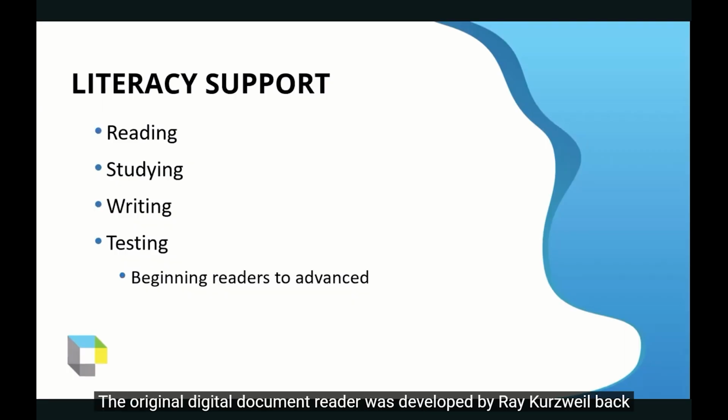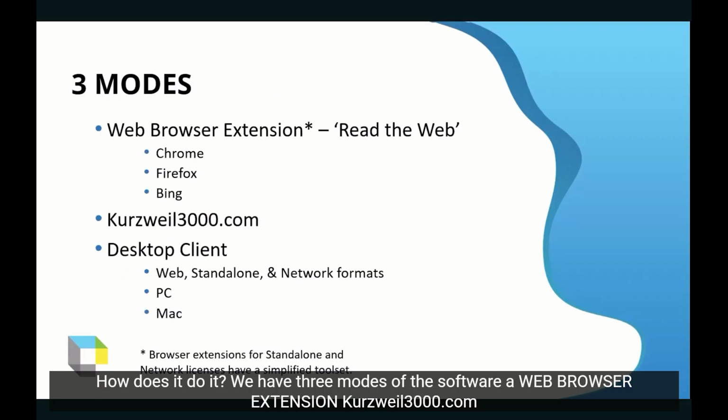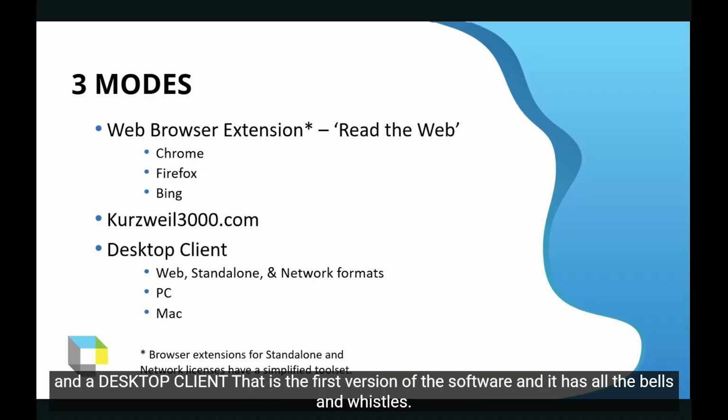The original digital document reader was developed by Ray Kurzweil back in the 70s, and this software builds on that technology. It provides support in reading, studying, writing, and testing, the entire learning process. It works for beginners to advanced students and professionals. How does it do it? We have three modes of the software: a web browser, Kurzweil3000.com, and a desktop client that is the first version of the software and has all the bells and whistles.